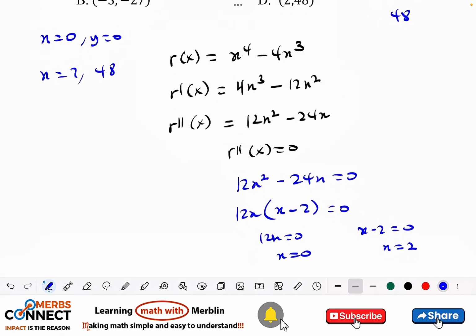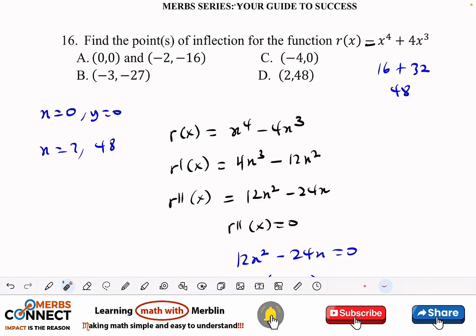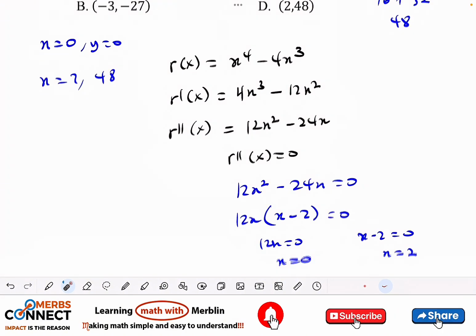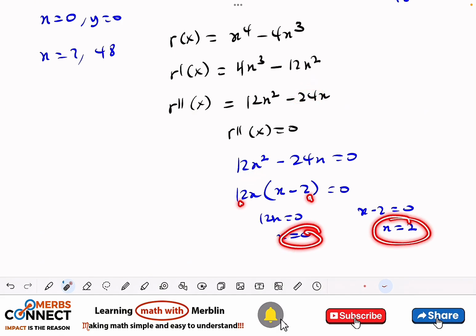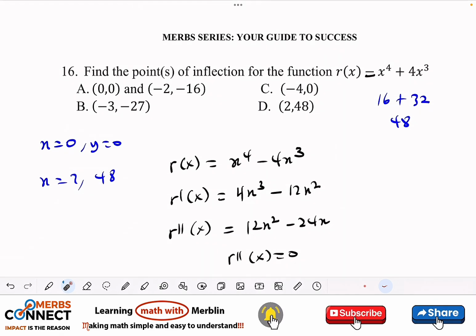Yeah, something like that. So I'm going to get 48. But let me check through my solution again and see something. This is going to give me 12x squared, and this is 24, and this is 12. So when I factor, 12 times this is going to give 0. So 0 and 2. So 0 and 2 is supposed to be right.